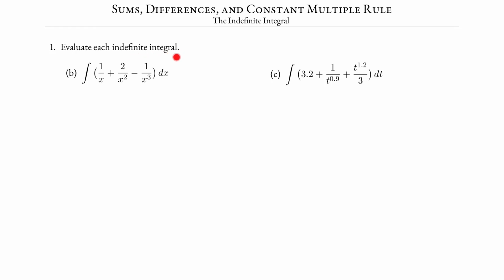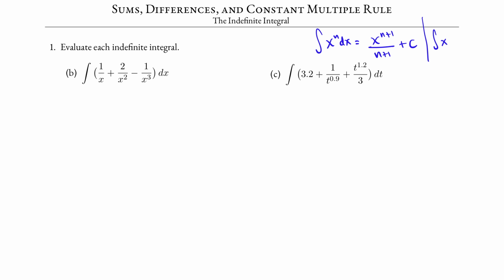Evaluate its indefinite integral. We will use the power rule if n is not negative 1. Remember that the antiderivative of x to the n dx is x to the n plus 1 over n plus 1, but only if n is not negative 1. What happens if n is negative 1?